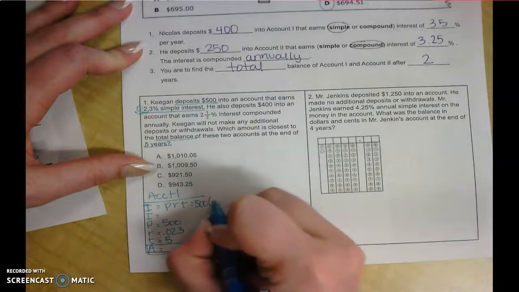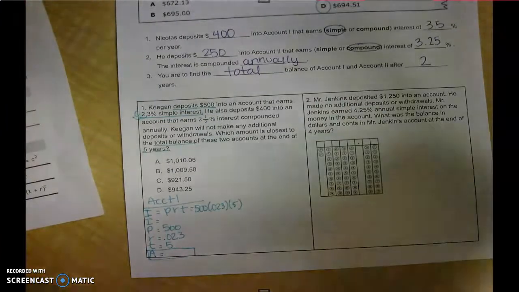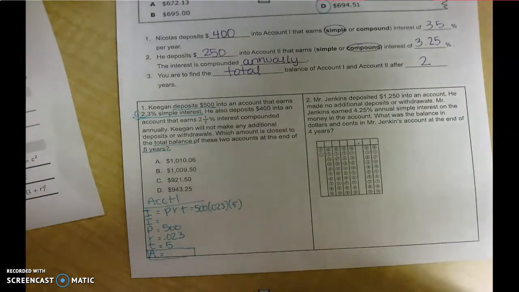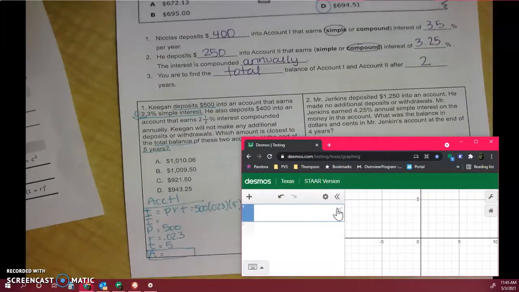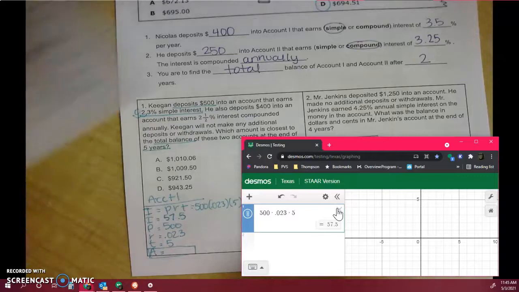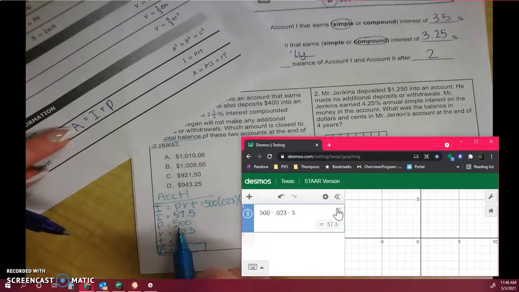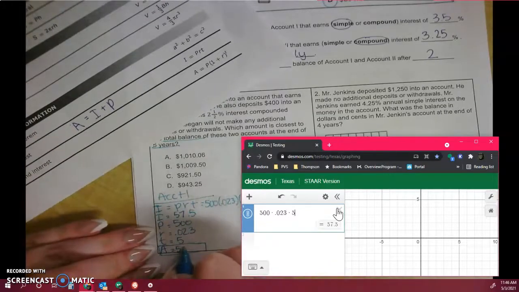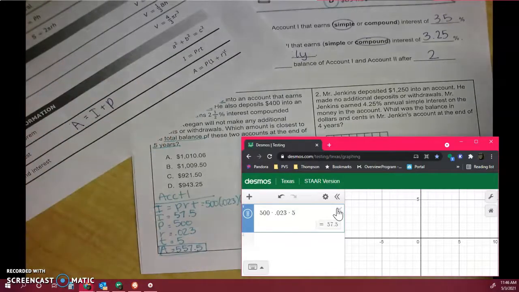So 500 times that. So again, we can type that in. So 500 times 0.023 times 5. And that is 57.5 for the interest earned. But remember, we want the account balance, so we do have to add that back to the 500. So it is 557.5 for account 1.